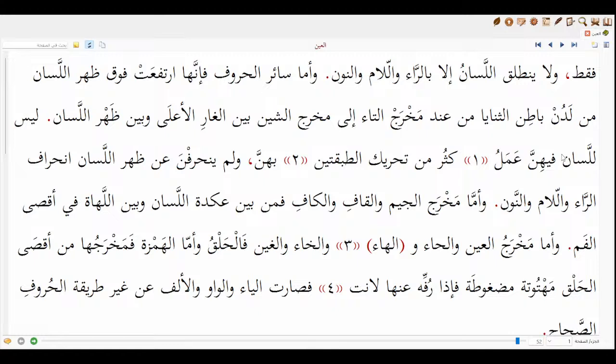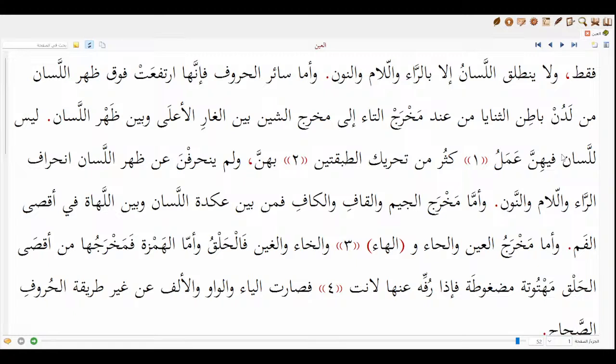وأما سائر الحروف فإنها ارتفعت فوق ظهر اللسان من لدن باطن الثنايا من عند مخرج التاء إلى مخرج الشين بين الغار الأعلى وبين ظهر اللسان. ليس للسان فيهن عمل أكثر من تحريك الطبقتين بهن. So let's see what this means.